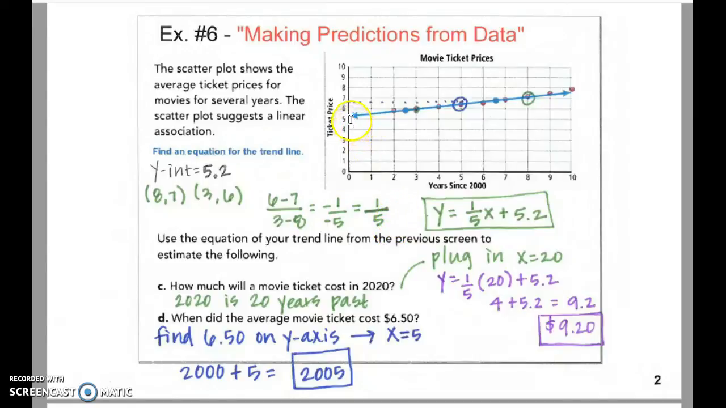And I said the y-intercept was about 5.2. Yours could be a little bit different. That's fine. Put it all together: y equals 1/5 x plus 5.2. Now, we have some follow-up questions for this one.